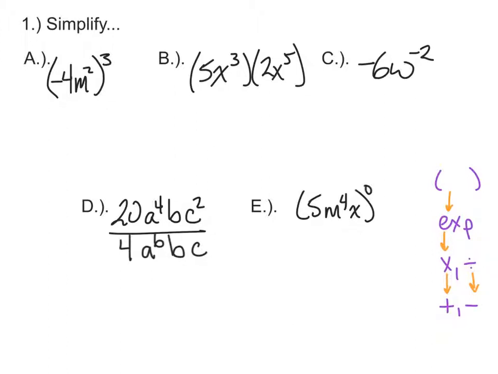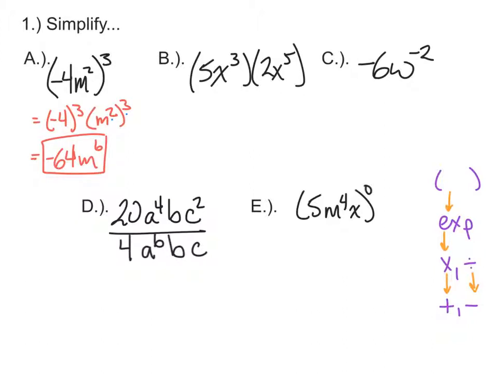So in part A, when we have (negative 4m squared) to the third, that means that we're going to take negative 4 to the third power and m squared to the third power. Well, negative 4 to the third is easily calculated as negative 64. But m squared to the third, this is where we're taking a power to another power. So we look over at our order of operations. A power to a power is an exponent. We're going to do what's right underneath it. That is, multiply those powers together. So this will end up being m to the sixth.